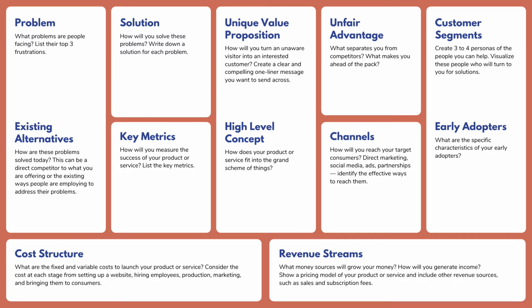Now we look at the solution. How will you solve this problem? Here you write down a solution for each problem that you've identified. You state exactly, okay, for problem A, this is how I think it needs to be addressed. Problem B, problem C, sometimes just one problem, which makes it easier. Then you state it there, and then you look at the key metrics.